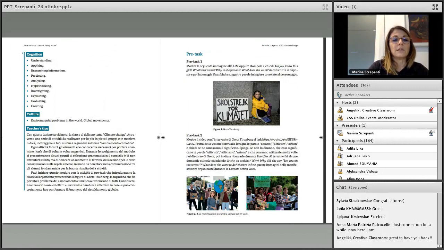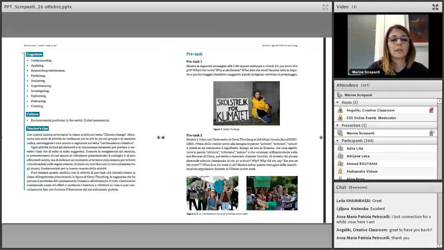And then this is the cognition, so all the thinking skills I introduced in this lesson, because it's a complete lesson. And then the culture. So the cultural aspect, environmental problem in the world, global movements. Then you find in this book all the pre-task activities. So for example, the images or the videos that can help you present and introduce the topic.